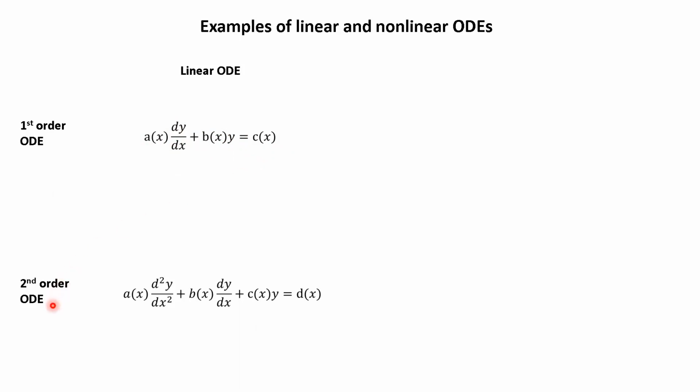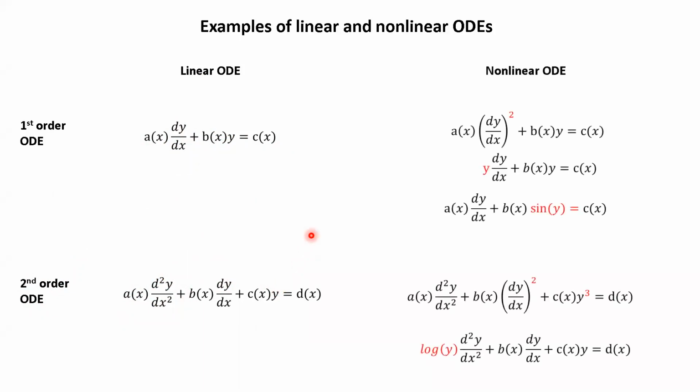Now if I want to have a second order ODE, but still linear, all I'm doing here is adding this additional term, with the second order derivative. But still individually, this is a linear term, this is a linear term, this is a linear term. So then what about a nonlinear example?